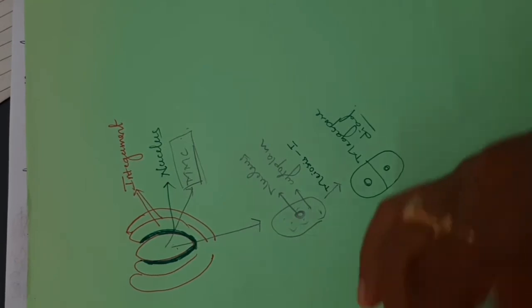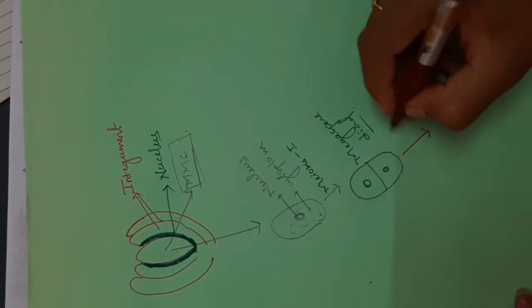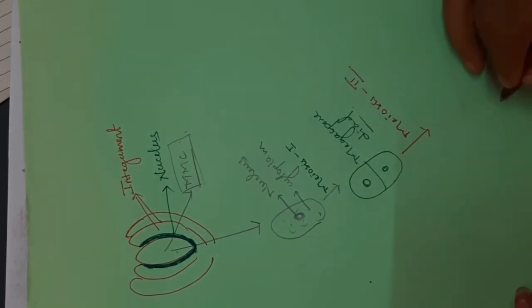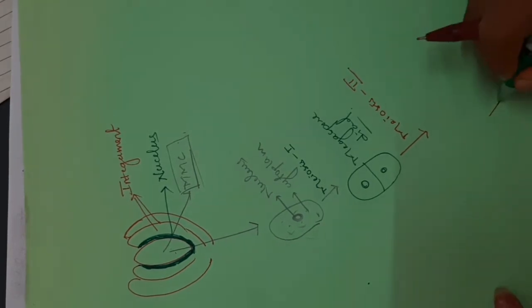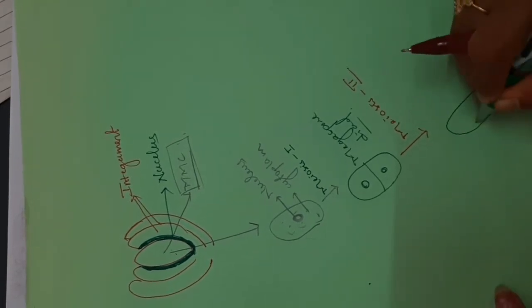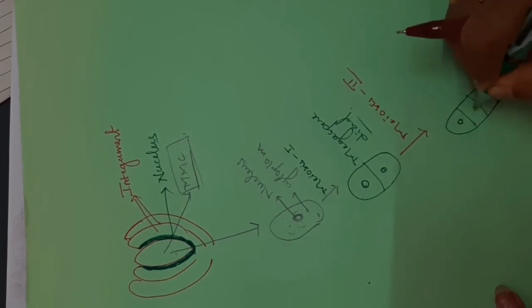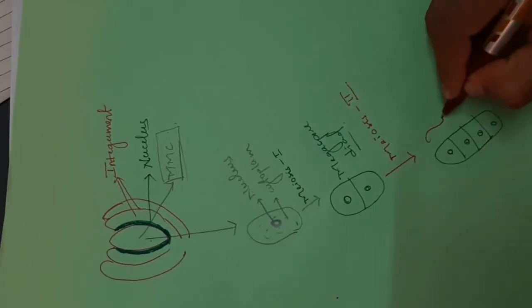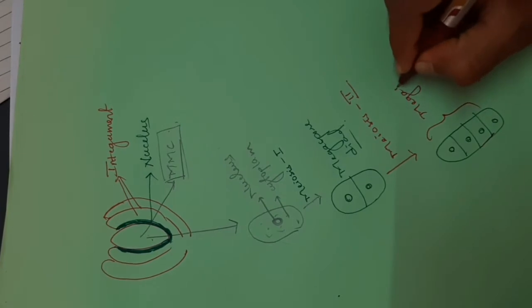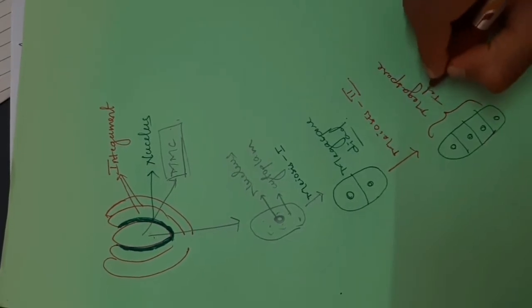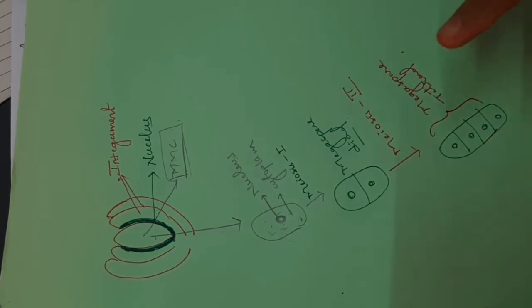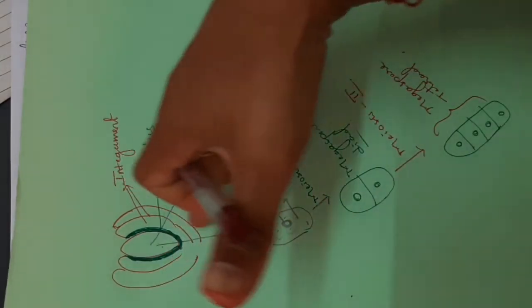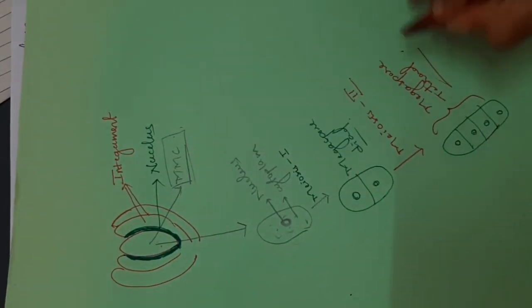Then the dyad again undergoes meiosis second to form 4 cells. This one is a megaspore tetrad. Megaspore dyad and megaspore tetrad. This is the formation of the megaspore tetrad.